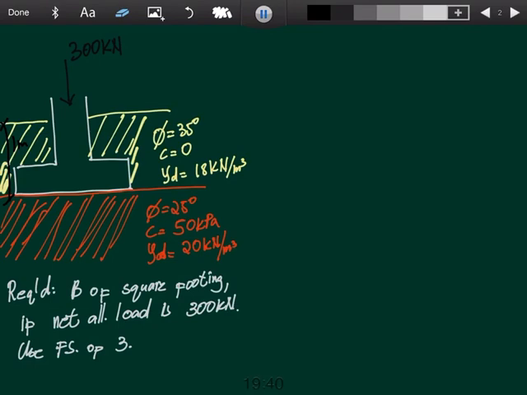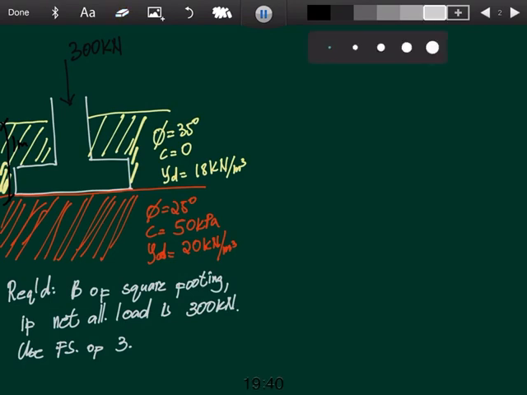So, we have a square footing that has a depth of 1 meter and it carries a net allowable load of 300 kilonewton. We have to note that this footing is on layered soil. The soil where our footing rests is different from the soil above it. So what we will do is determine the required width of the square footing.